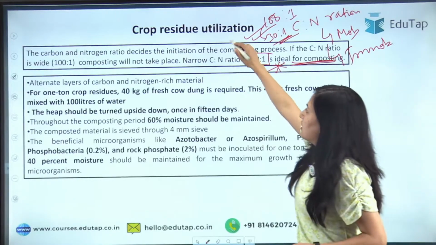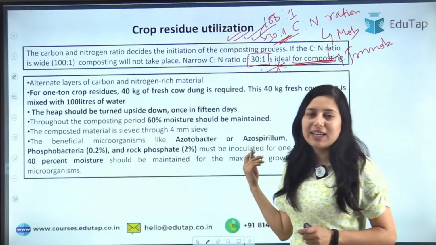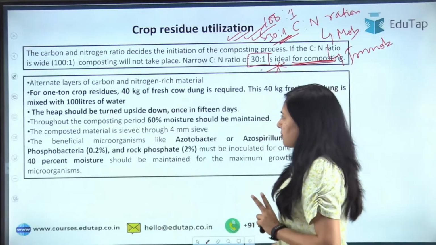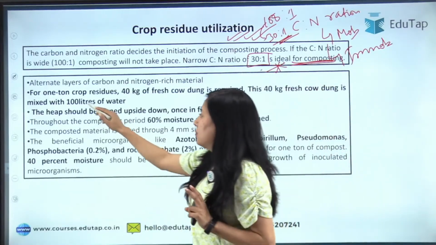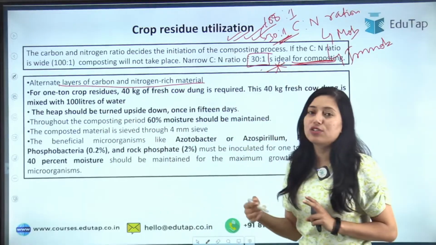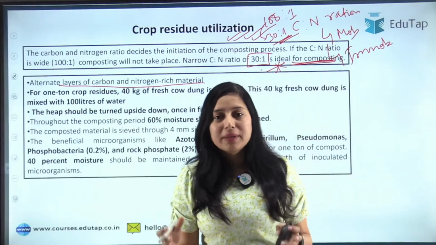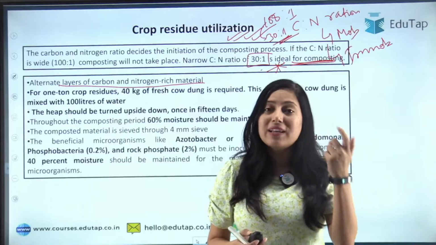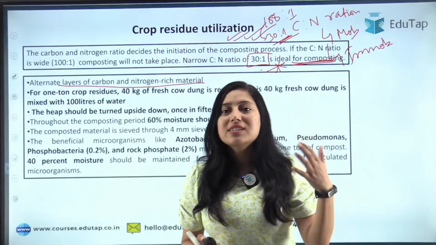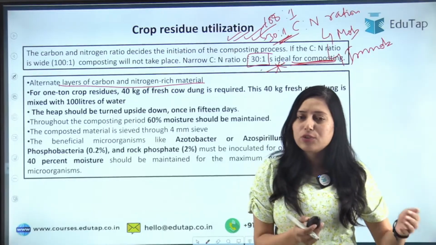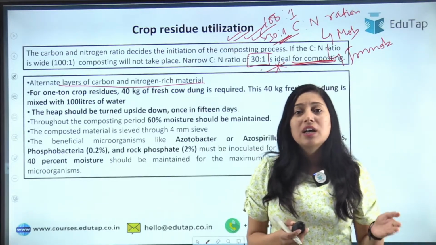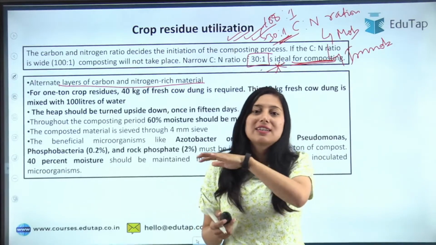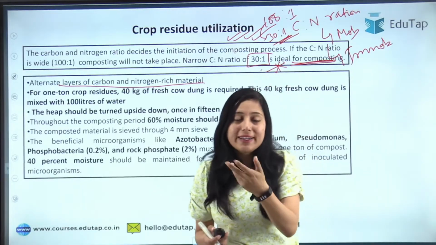Now this crop residue is utilized in organic farming. We are utilizing this crop residue by decomposing it, by making compost out of it. Clear? So how do we make the compost? Basically we make alternate layers of carbon and nitrogen rich material. For example, the leaves of Gliricidia, which is a plant, are rich in nitrogen content. So we are using green plants which are rich in nitrogen, for example green manure crops, and we make alternate layers of these green plants which are rich in nitrogen, as well as your straw, like paddy straw.